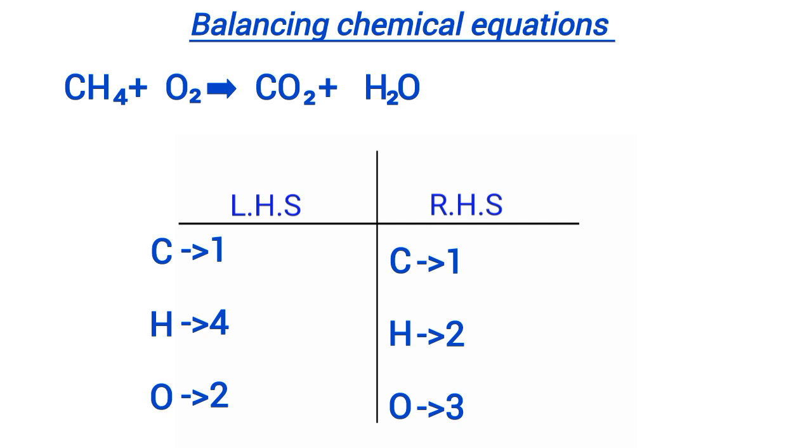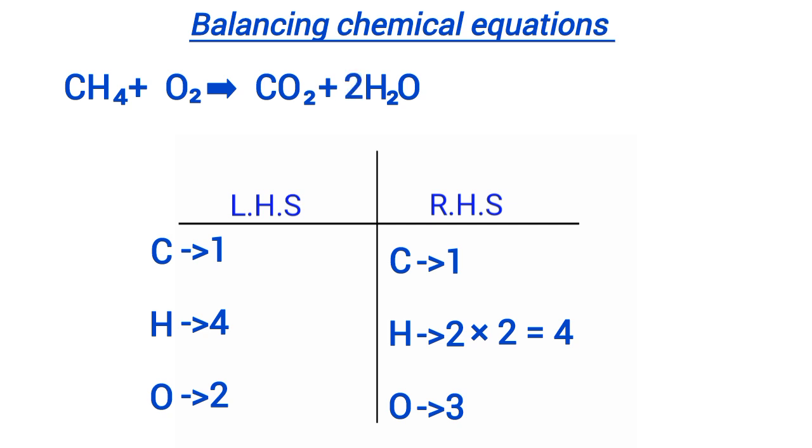Next, we move to hydrogen. On the left-hand side of the equation, we have 4 hydrogen. On the right-hand side of the equation, we have 2 hydrogen. What we want to do is to make sure we also have 4 hydrogen on the right-hand side of the equation. Now, what do we multiply by 2 to get 4? If we multiply 2 by 2, then we have 4. So we are going to place 2 here.